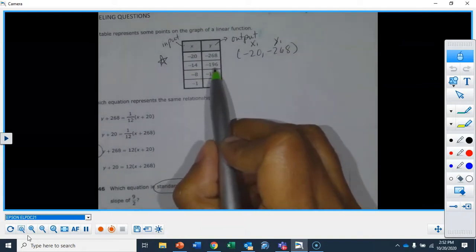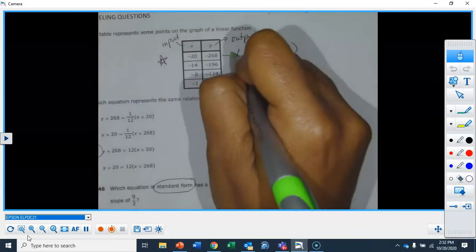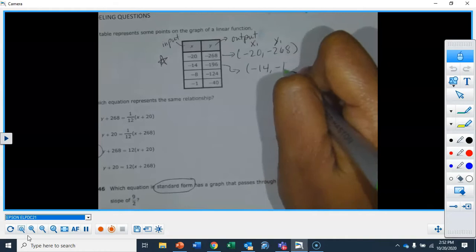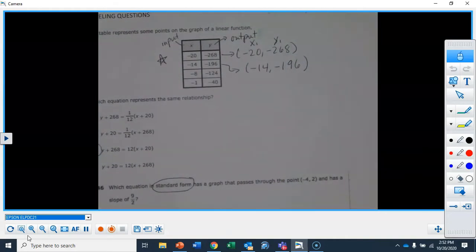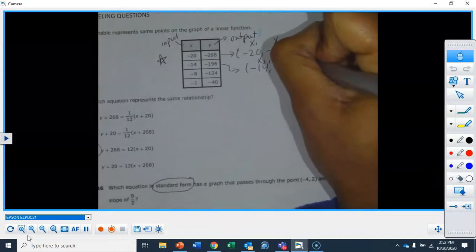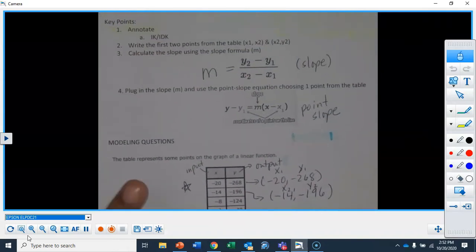Then I have a second point here. This is my input, there's my output. Well, I make another point, and I'm going to put some arrows. So I can do negative 14 comma negative 196. Okay? So now that I have those 2 points, and again, this is my x2 and this is my y2.